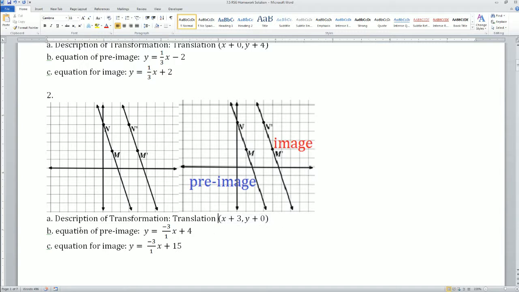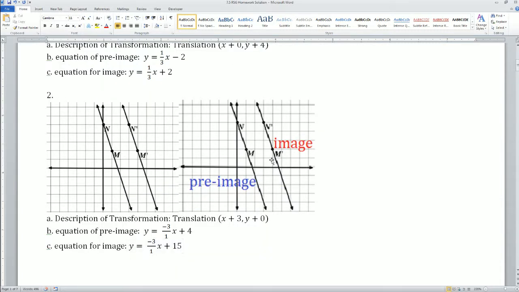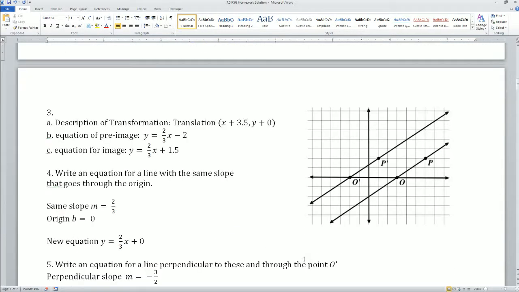The equation for the pre-image here, the slope is -3 because it goes down on the y, 1, 2, 3 across 1. That is why the slope is -3 over 1. The y-intercept here is 4. The equation for the image, right after the translation, is y equals -3 over 1x plus 15, because if you apply it and go up, the y-intercept is right there. Okay, there you go. Next one.